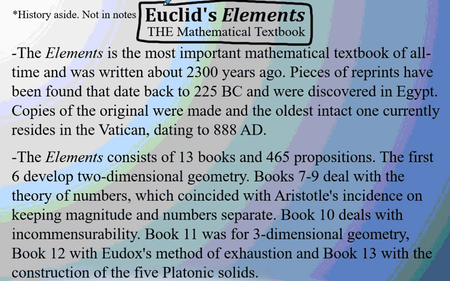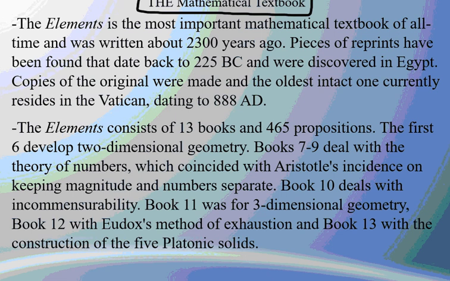Famous people like Newton, Gauss, and Abraham Lincoln all studied Euclid's Elements. The Elements is the most important mathematical textbook of all time. It was written about 2,300 years ago. Pieces of reprints have been found that date back to 225 BC and were discovered in Egypt. Copies of the original were made, and the oldest intact one currently resides in the Vatican, dating to 888 AD. The book itself is a geometry book, and the very first book in that 13-book collection is a proof of the Pythagorean theorem. So that's why I'm talking about it here.